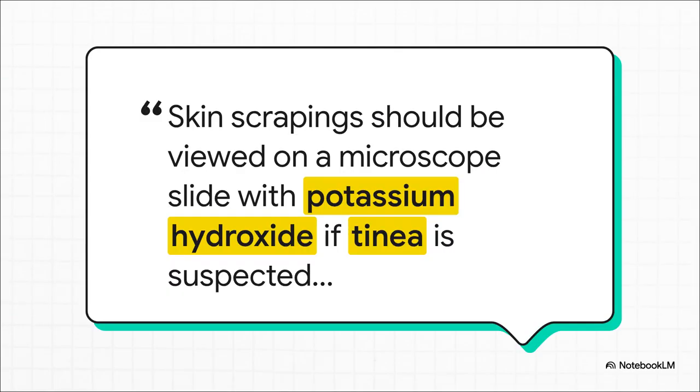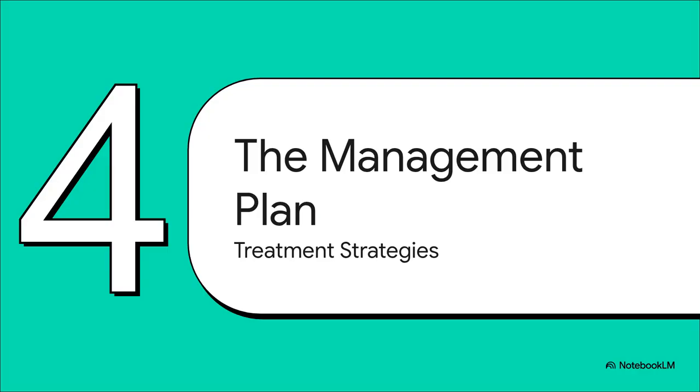And this right here, this is the gold standard. It's called a KOH prep. You just scrape the active red border of the rash, put the scales on a slide with a drop of potassium hydroxide, and look for those telltale fungal strands, the hyphae. This simple test confirms your diagnosis right then and there. Boom! Diagnosis confirmed. Now we gotta fix it.